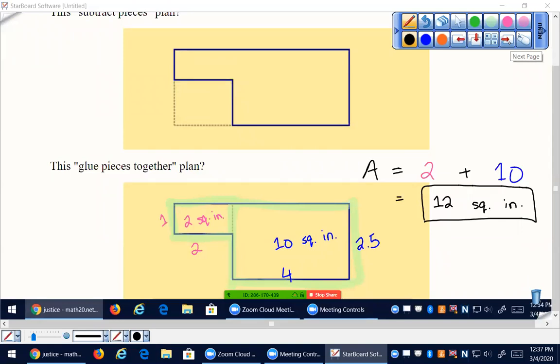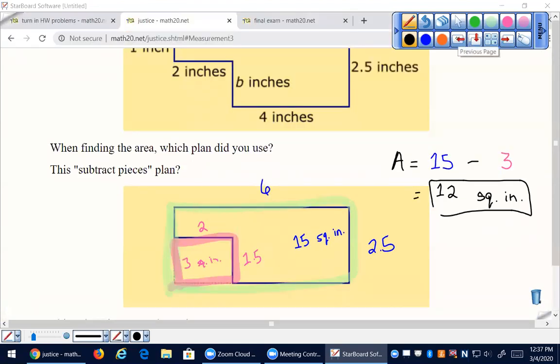So these are a little bit interesting. You get to sort of make a plan. Which pieces are you gluing together? Which bites are you taking out? Whatever plan you make, each shape in your plan will be its own term, whether you're adding them or subtracting them.